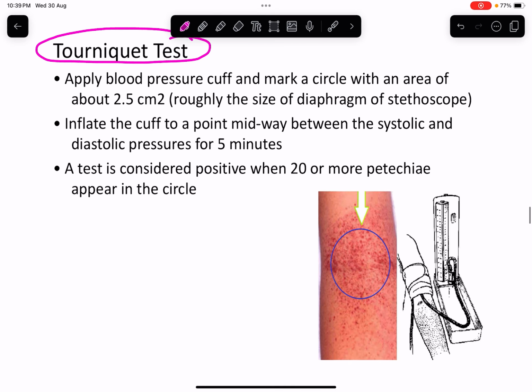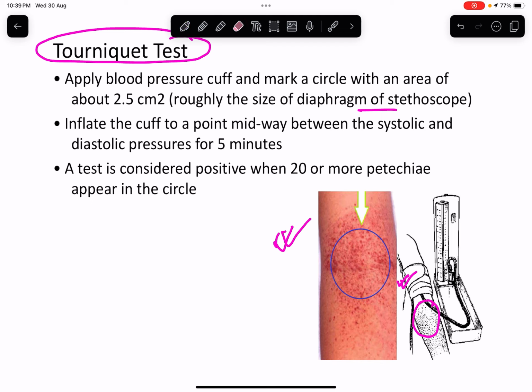In the tourniquet test there is an image you can see. We need to apply the blood pressure cuff, and we need to mark a circle with an area about 2.5 centimeters square, roughly the size of the diaphragm of a stethoscope. In this area we have to mark a circular area. Then we need to inflate the cuff to a point.